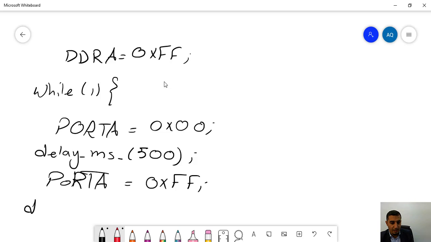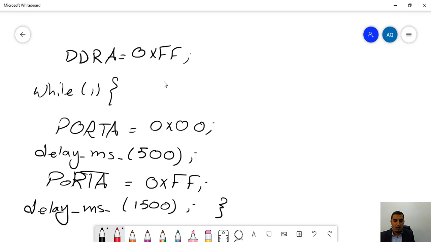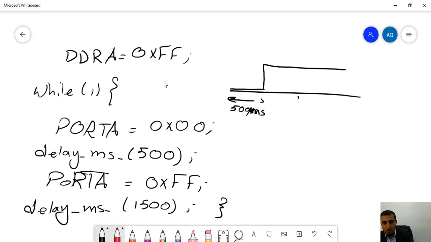Then I will say _delay_ms(1500), and then I will close my bracket. Now this will generate a signal that is low for 500 milliseconds, and it will be high for 1500 milliseconds. Now, what is the duty cycle over here?